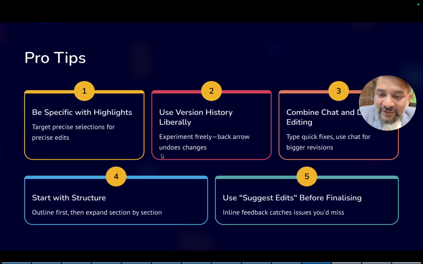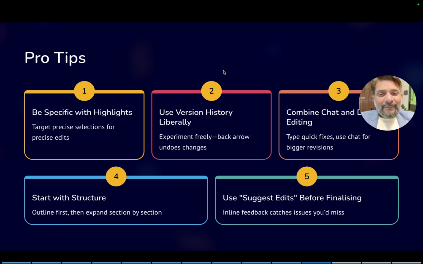Be specific with highlights. That's tip number one. The more targeted your selection, the more precise the edit. Don't highlight a whole page if you only want to change one paragraph. Tip number two, use version history liberally. If ChatGPT makes a change you didn't like, hit the back arrow. Experimentation is free when you can always undo.